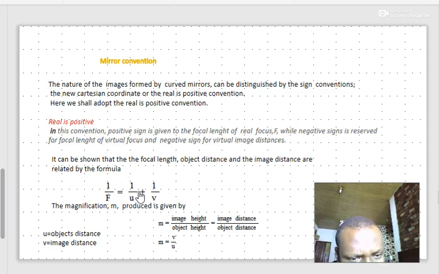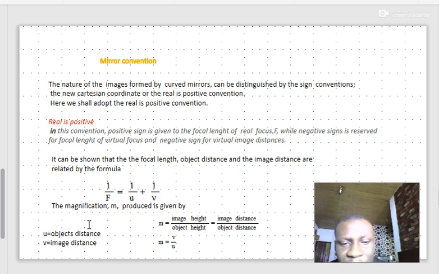So u is the object distance from the mirror, that is, the object distance from the pole. v is the image distance from the mirror, which is the image distance from the pole, and f is the focal length. Focal length is the distance between the pole and the focal point. Please take note. We have already seen that the focal point is midway between the center of curvature and the pole, and so the focal length is half of the radius of curvature, because radius of curvature is the distance between the center of curvature and the pole. So we take note of that.